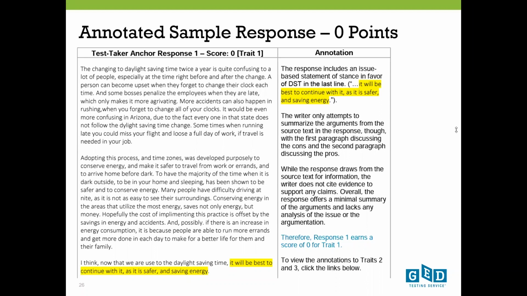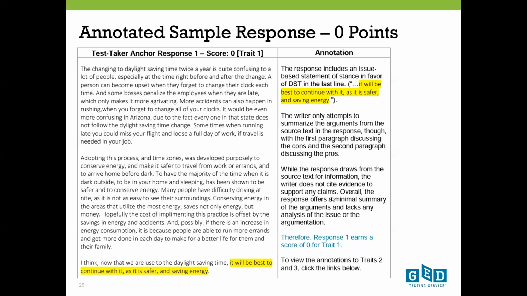However, when you really dig in and read this response, and then you look at the annotation on the right, it does have a statement of stance, but the writer here is really only attempting to summarize the arguments from the source text in the response. The first paragraph is discussing the cons, and the second paragraph is discussing the pros. So, again, this is an example of students failing to really build an argument.